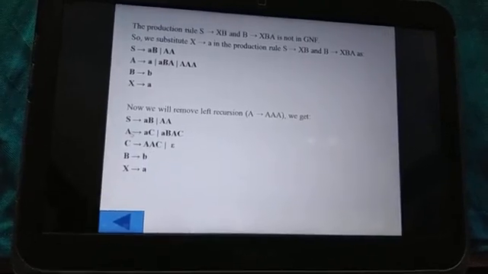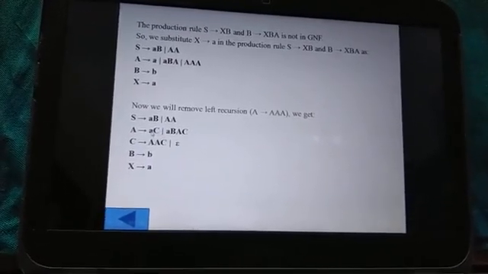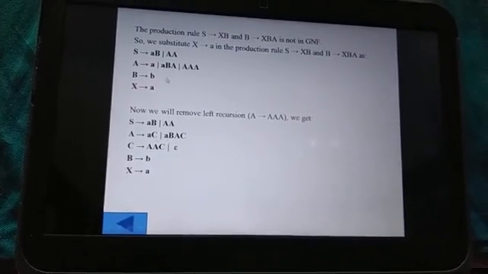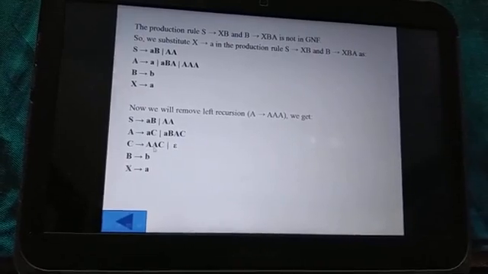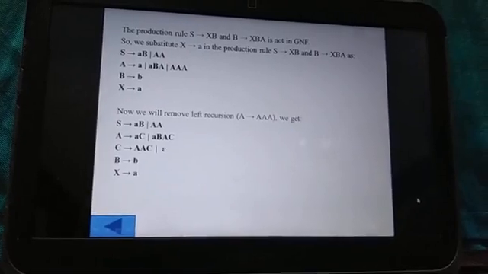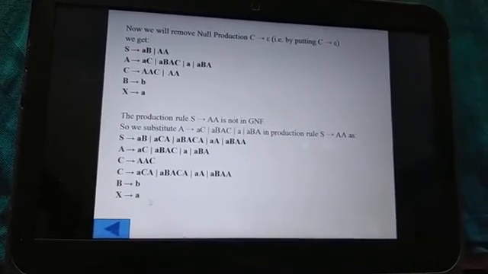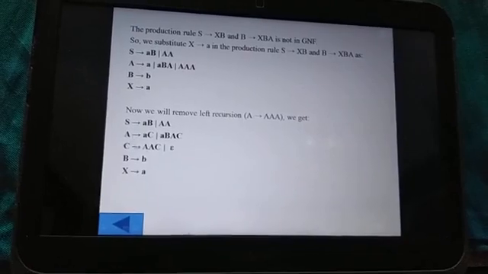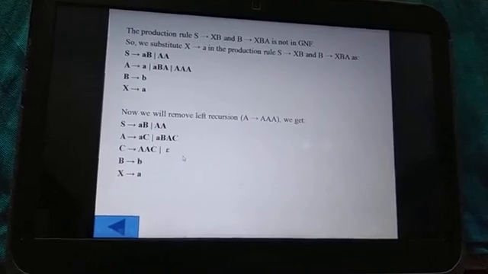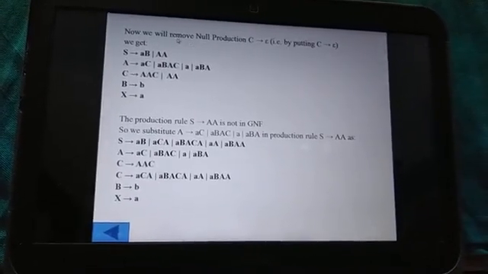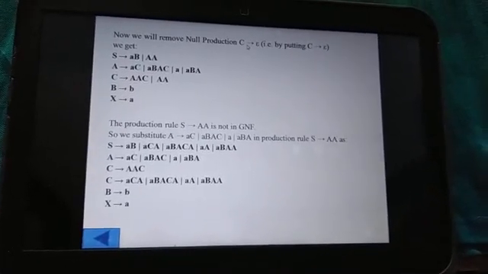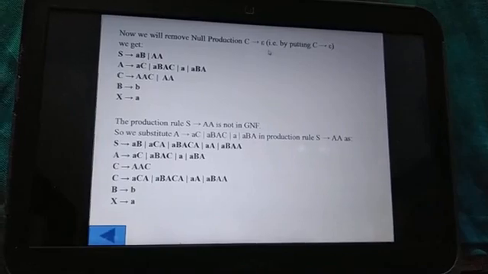Like A produces beta A dash, and then A dash produces alpha A dash, and A dash produces epsilon. Now we can see that C produces epsilon is there, so there is a possibility of null production. So we need to eliminate the null production. As you remember, we already discussed the elimination of null production in our simplification of CFG.